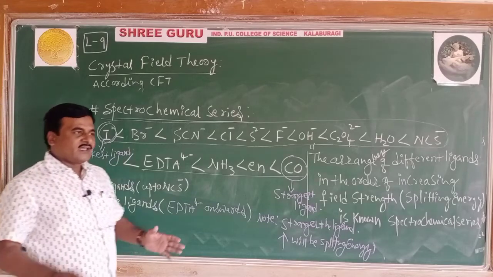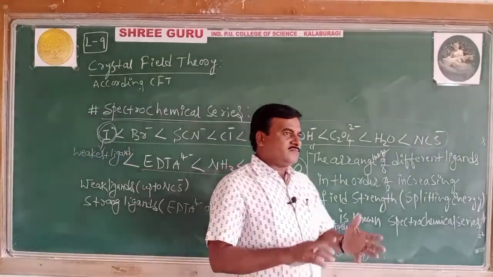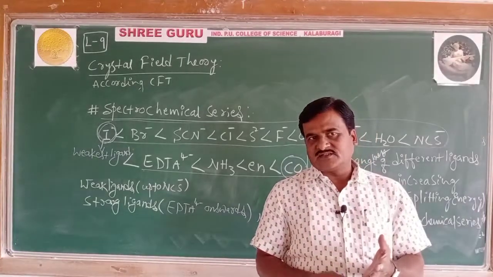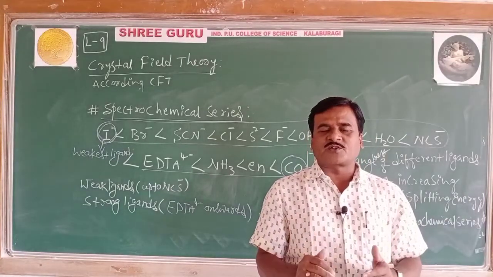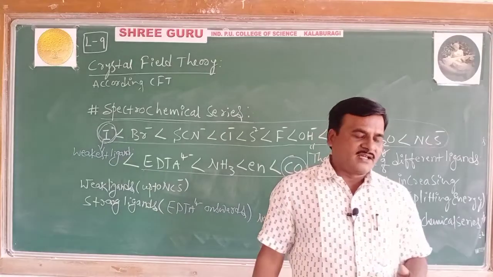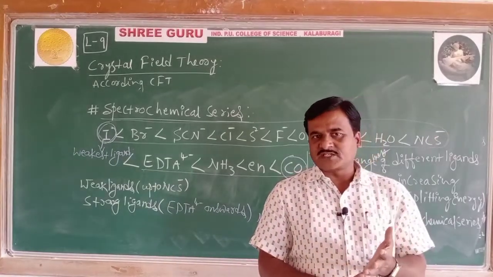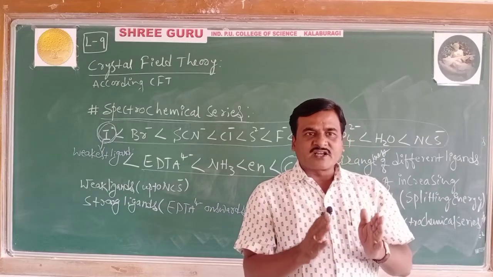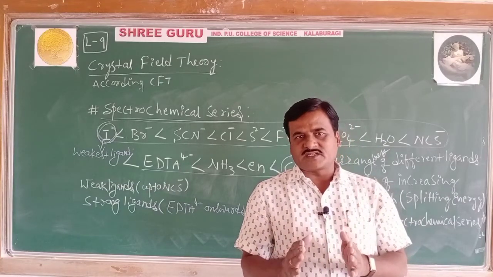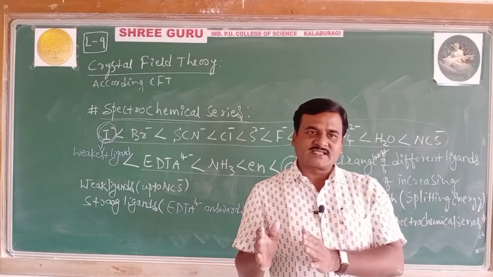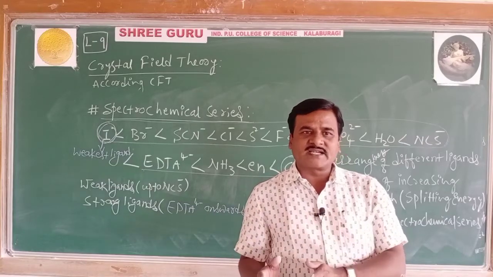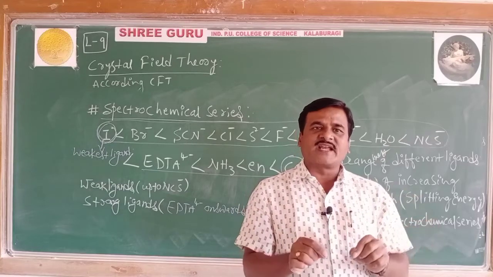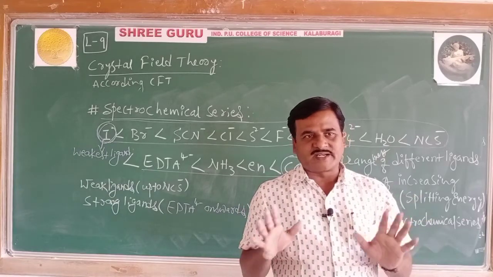So these are the terms which are in turn applications of the CFT. After collecting the postulates, we come across three terms. One is crystal field splitting. What is meant by crystal field splitting? The splitting of 5 degenerate d orbitals into two sets, t2g lower energy set and eg higher energy set, due to the approach of ligand is called crystal field splitting.